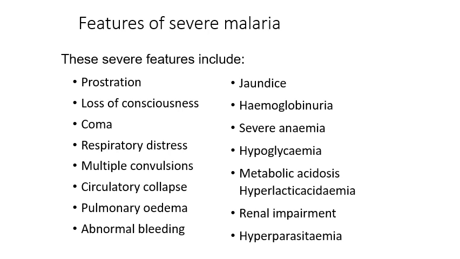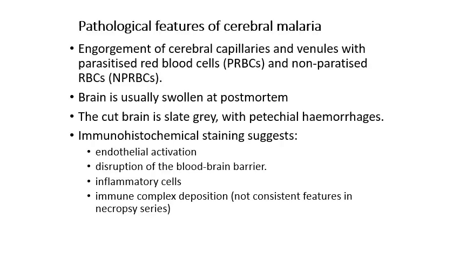shock, pulmonary edema, abnormal bleeding, which can cause some form of DIC with platelets being used up, jaundice, hemoglobinuria, severe anemia, hypoglycemia, metabolic acidosis, lactic acidosis, hyperlactic acidemia. So metabolic acidosis could be due to dropping bicarbonate levels less than 15 or lactate levels greater than 5, what we call hyperlactatemia, renal impairment and hyperparasitemia.